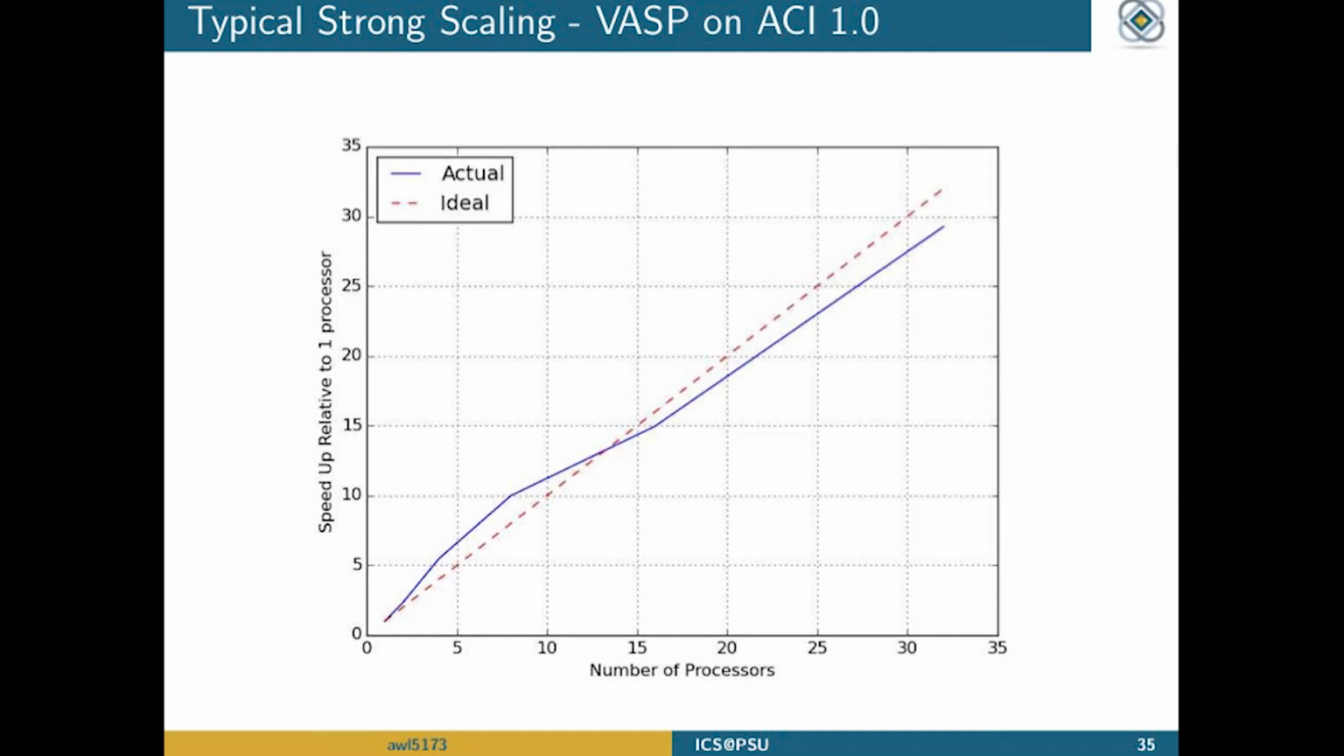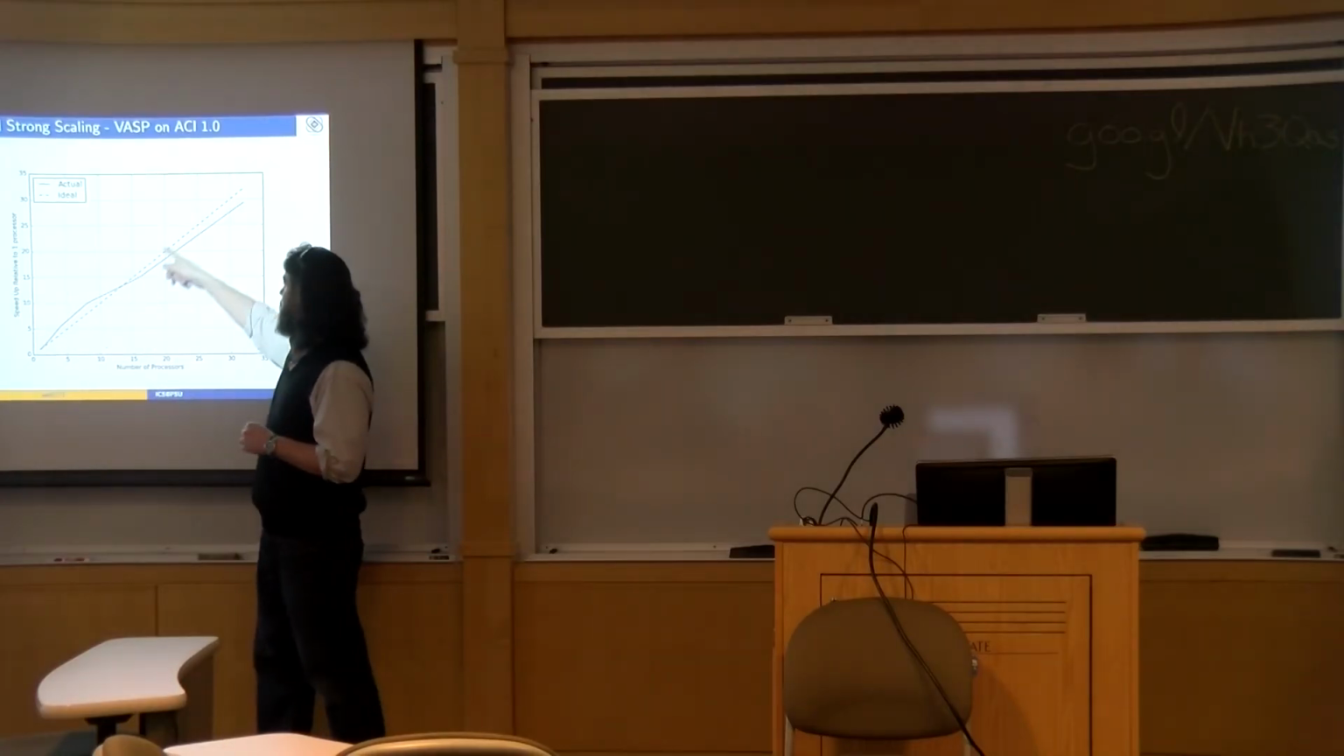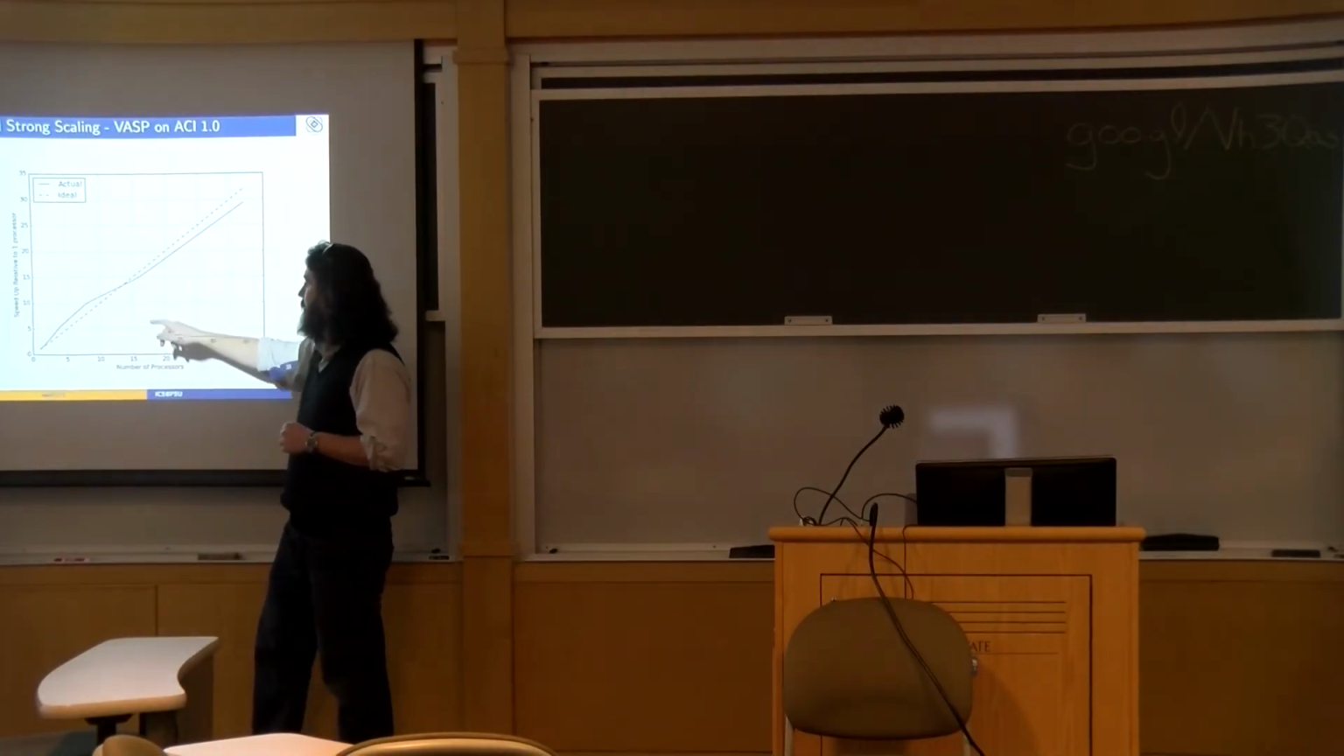A code that scales perfectly well says that if I double my number of processors, the amount of computational time that it takes is going to be cut in half. And if I multiply my number of processors by 4, my computational time should be cut to a quarter. We can measure this as what's called a speedup. So a perfect code is this dotted line, and then what's actually happening is blue.